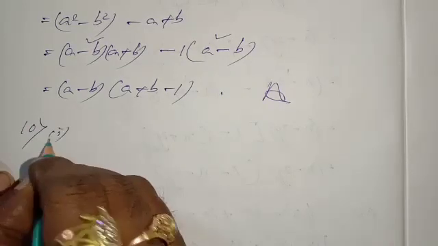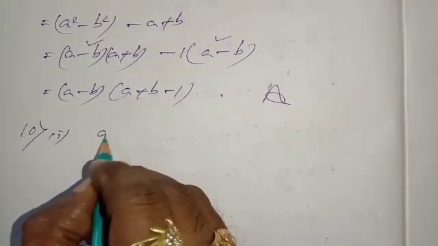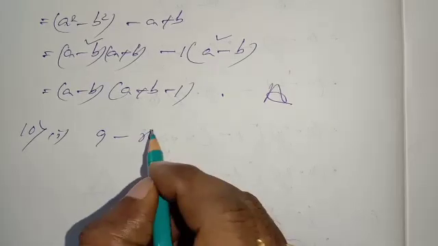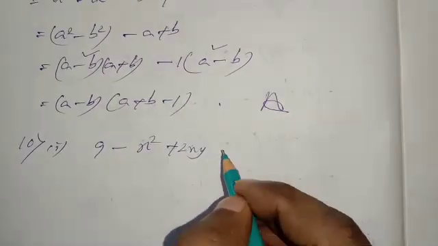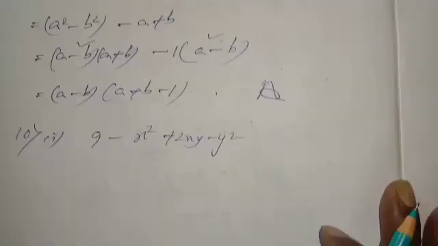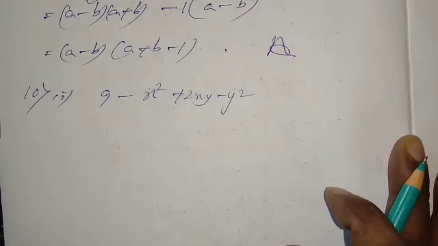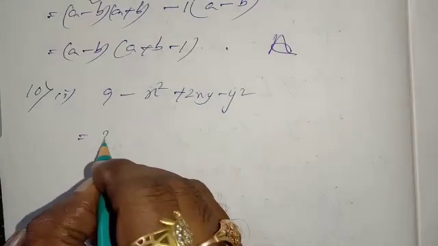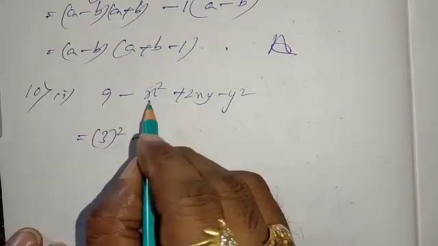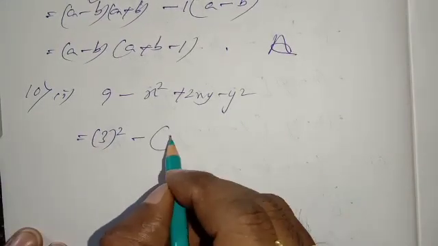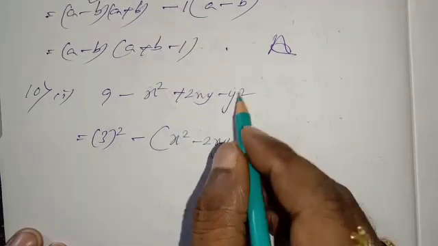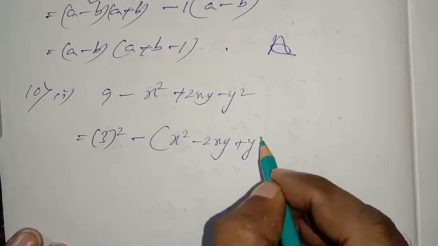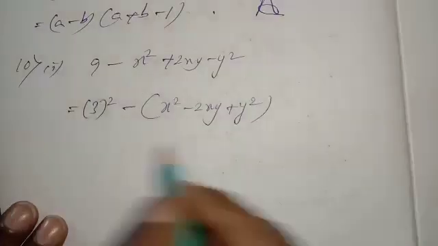Question number 10, first part. It is given 9 minus x square plus 2xy minus y square. Now 9 means you can write 3 whole square. From the last three terms you take minus common. Inside, x square will be minus 2xy and this will be plus y square. The sign will change after taking minus common.